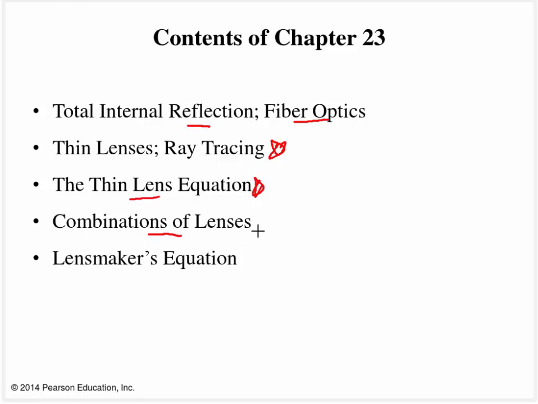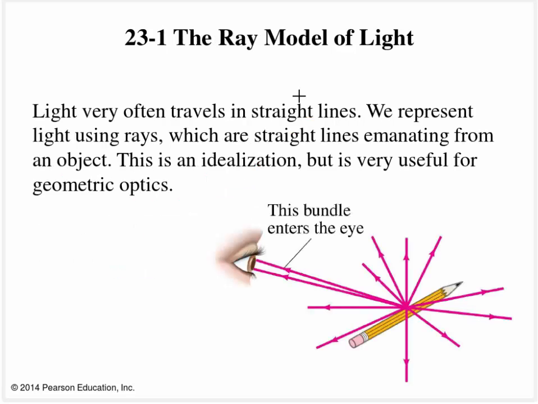We can also have combinations of lenses. It's good to know we can form images of images. And lastly, something called the lens maker's equation, which I'm not going to necessarily hold you accountable for, but I do want you to at least know that it exists.